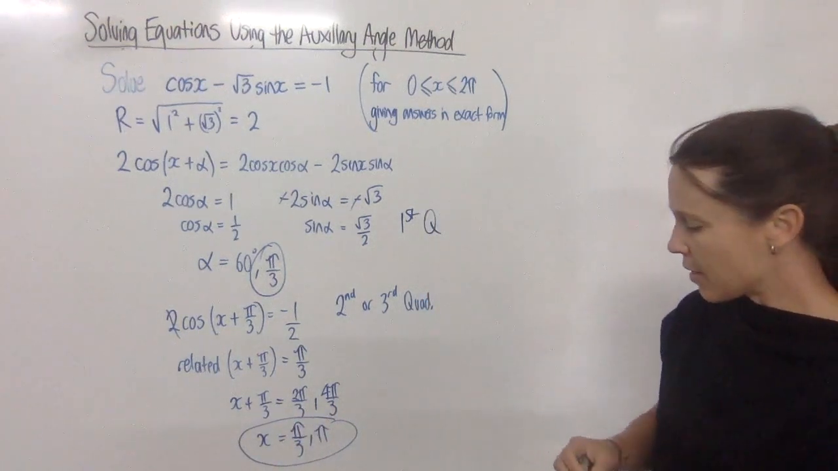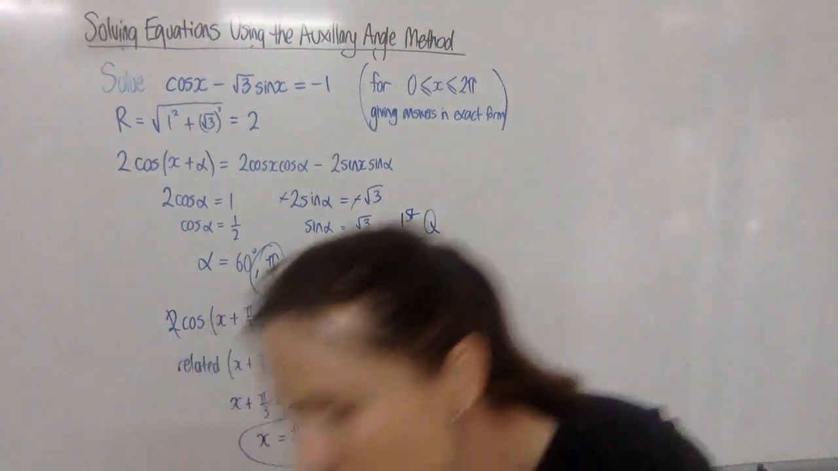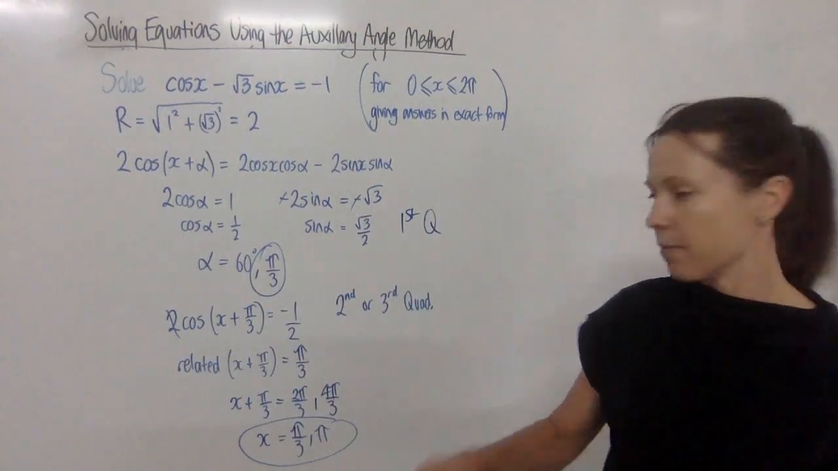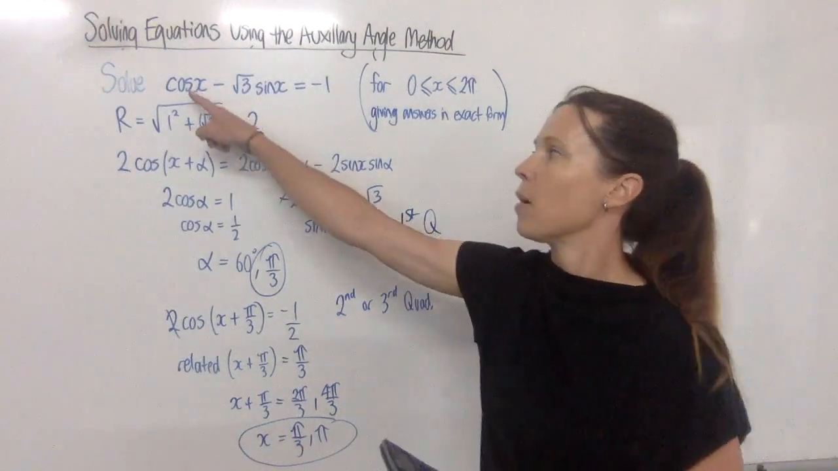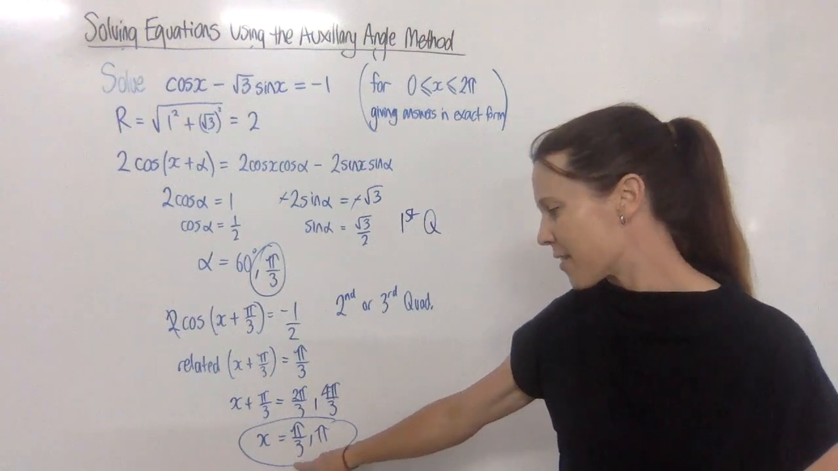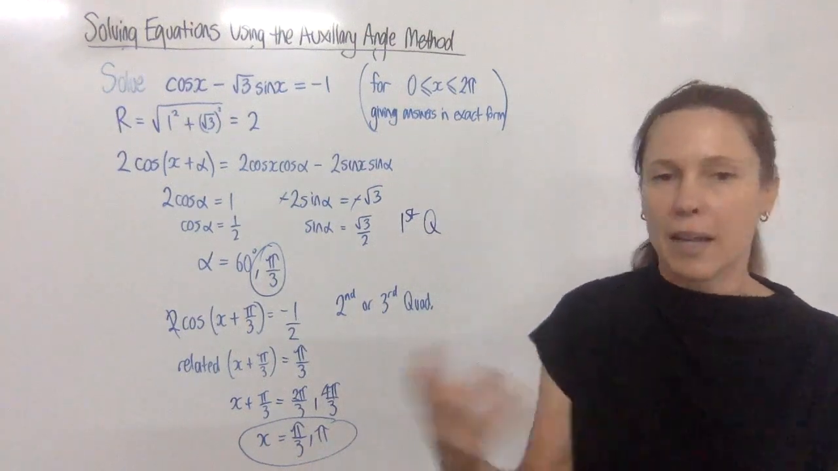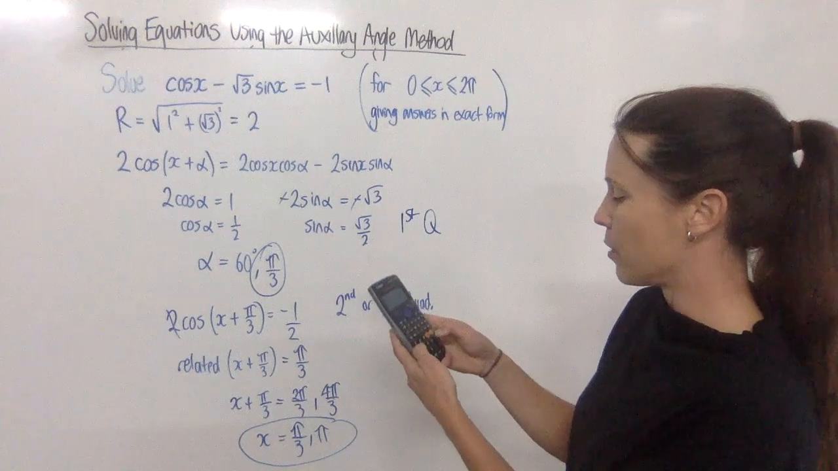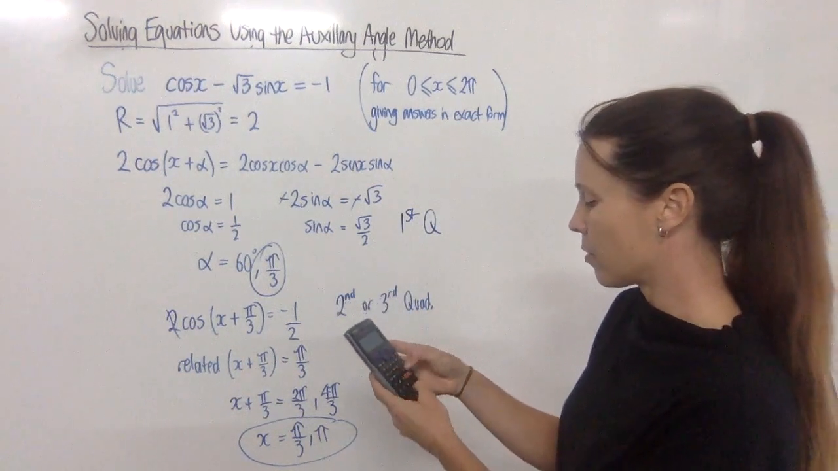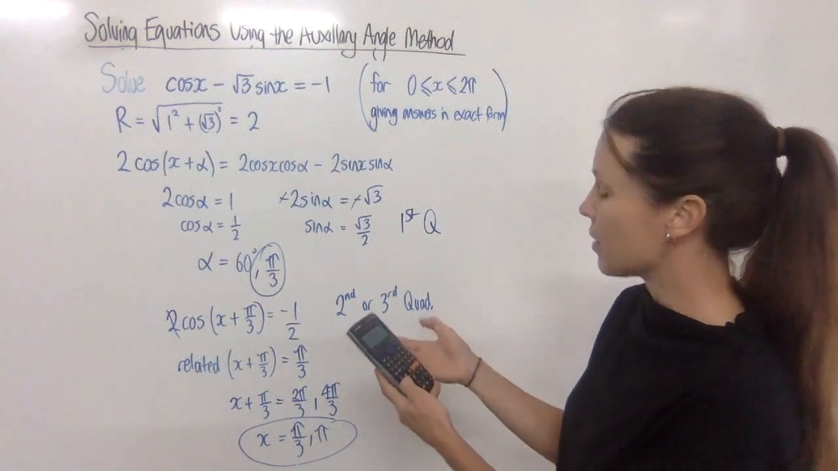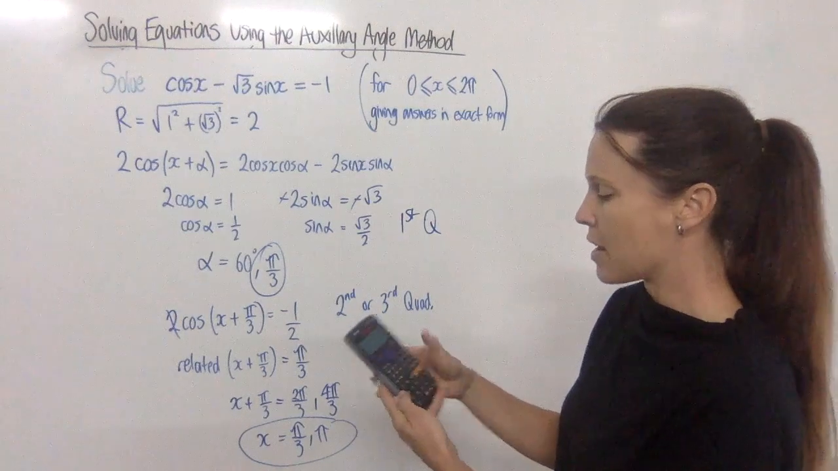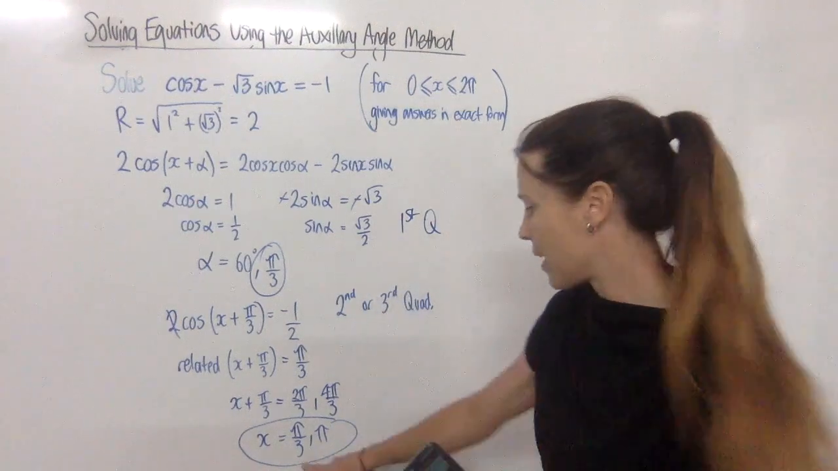Now, as with any equation, you can check if you're right by subbing your answer back in to the start. Now you can use radians if you want to, but you'd need to hop into radians mode to check. I think it's easier just to convert this in my head and say that's 60 degrees and 180 degrees. And I can literally just type in degrees mode, cos of 60 minus root 3 times the sine of 60 also, and it should give me negative 1, and it does. So I can see that that answer works.